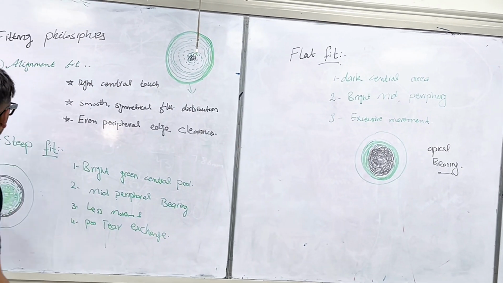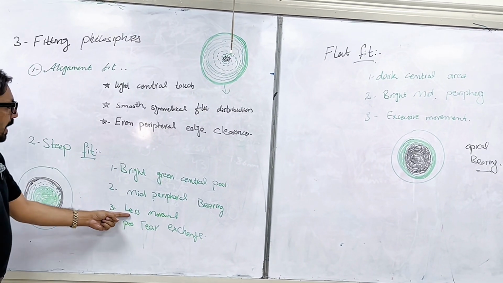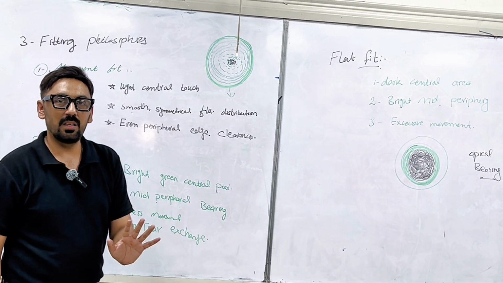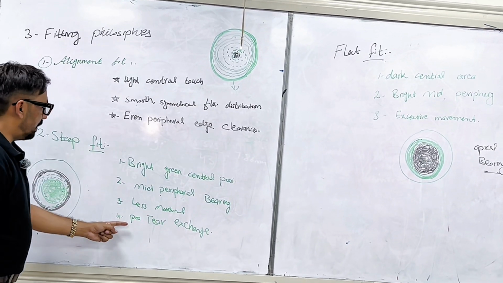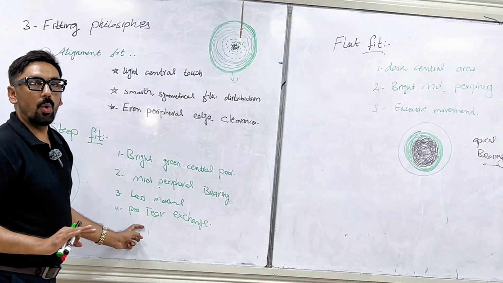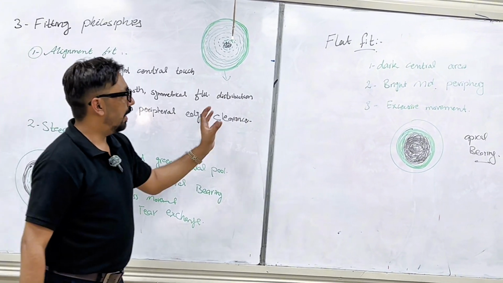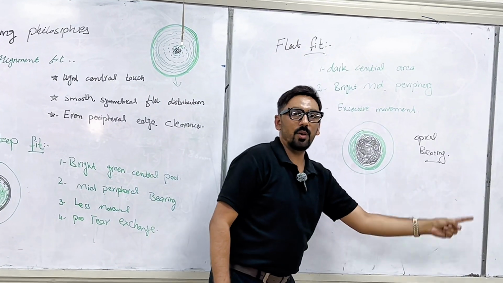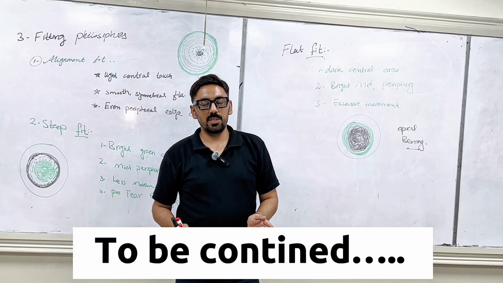And if we have steep fitting, there will be less movement of the lens. In steep fitting, the lens will barely move, right? And there will be poor tear exchange. There will be no tear exchange in the steep fitting, right? And in contrast, if we have flat fitting, we will have excessive movement of the lens. So that's all. We will see you in the next videos.